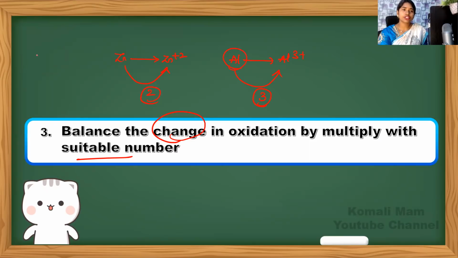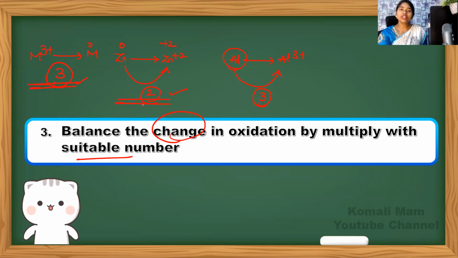For example, for reduction, another element, some metal M plus 3, is undergoing reduction and is converted into M. Here it is decreasing, plus 3 is changed to 0. So a decrease in oxidation number is reduction. Here zinc is changed from 0 to plus 2. An increase in oxidation number is oxidation. So here oxidation, here reduction. If both are taking place in the same reaction, that is called a redox reaction. So identify how much is the change. Here 2 units is the change. Here 3 units is the change.